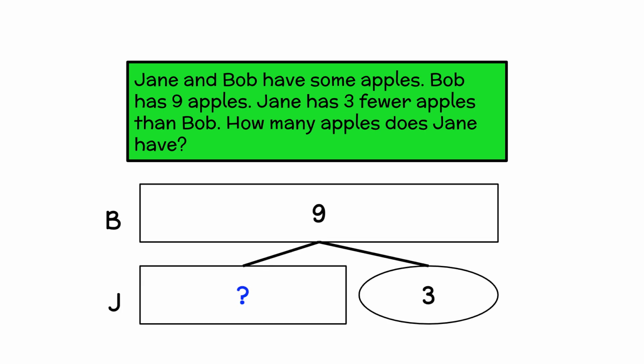When setting up the comparison bars, Bob has 9 apples. That's at the total, at the top. Jane has 3 fewer apples than Bob. We do not know how many apples Jane has at this point, so a question mark is in the box next to J. I hope these examples gave you a better understanding of how to solve compare word problems.